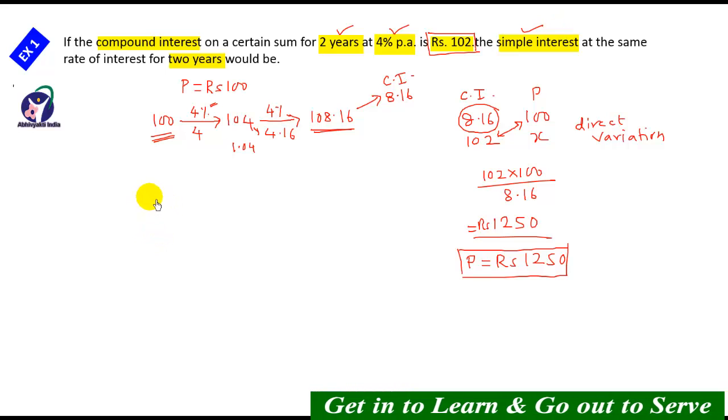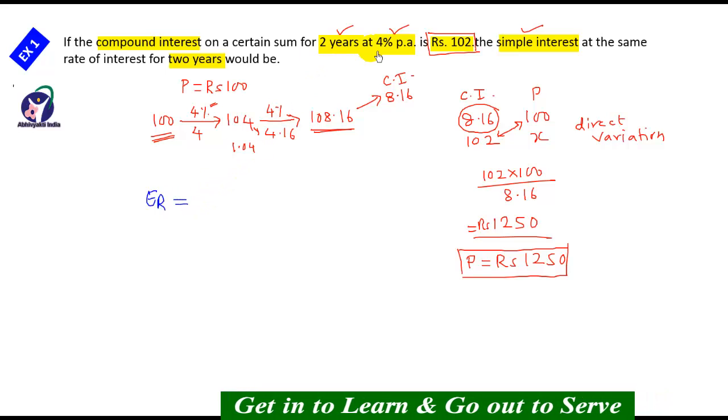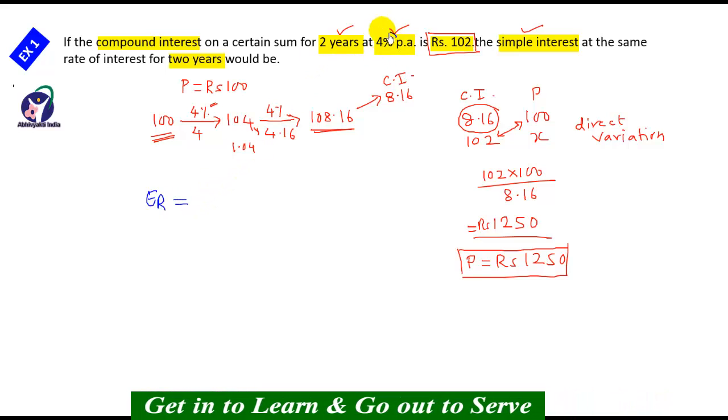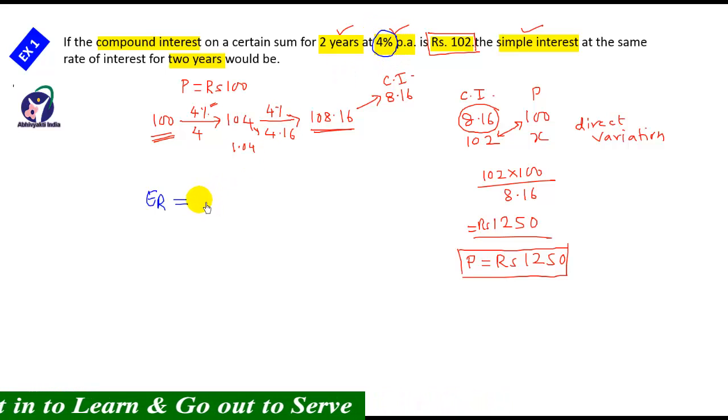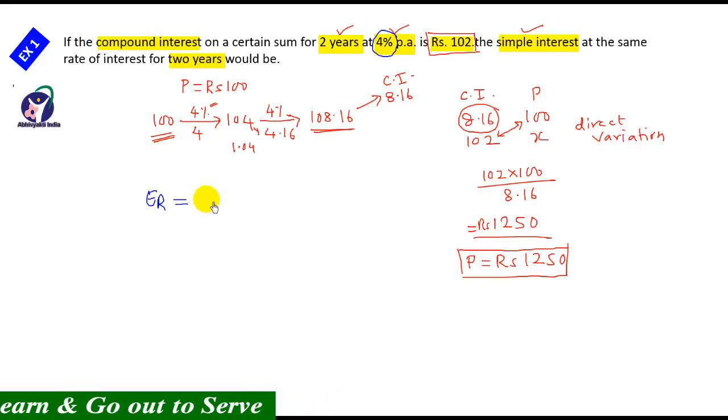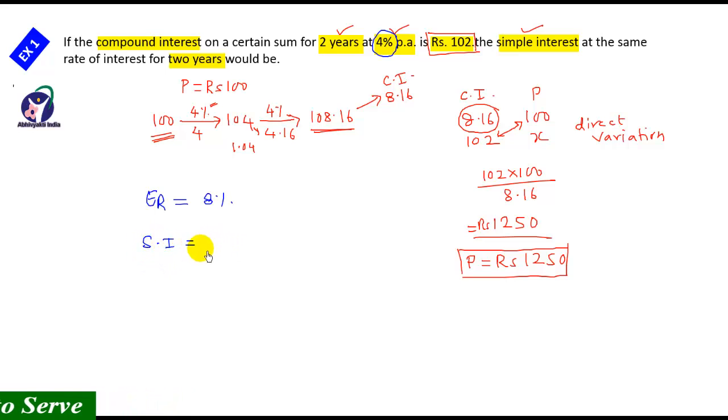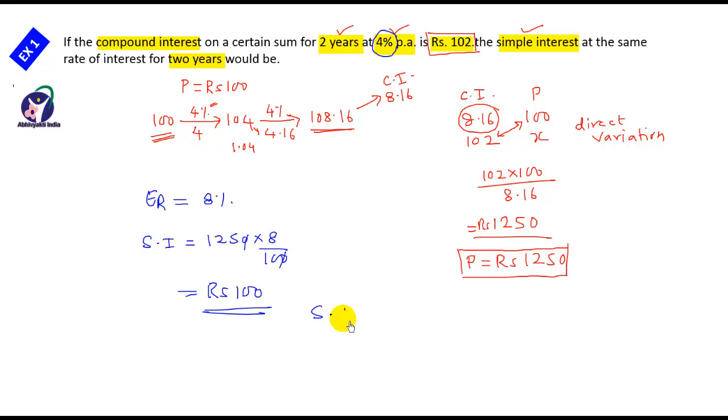Now to find the simple interest, we will have to find the effective rate. For the first year it will be 4%, then for the second year again it will be 4%, and therefore the effective rate of interest for 2 years will be 8%, and therefore simple interest will be equal to 8% of 1250. So this 0 and this 0 will get cancelled, and if you calculate it, you will get rupees 100, and therefore the simple interest is equal to rupees 100.